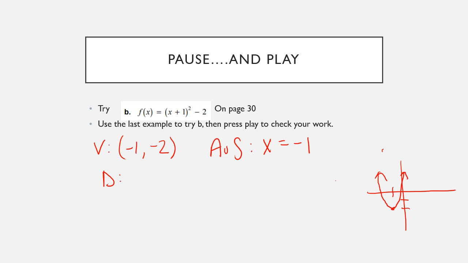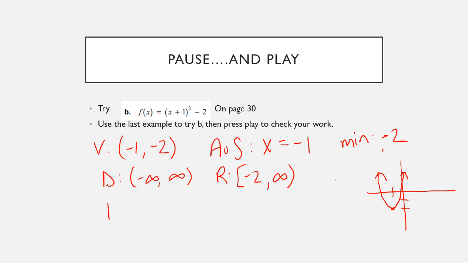So this time, when I'm answering the max or min, this one's going to be a minimum. And it's going to be at -2. So your minimum value is -2. That's the lowest y value of that graph. Okay, the domain is going to be from, again, negative infinity to positive infinity. The range is going to be from -2 to infinity.